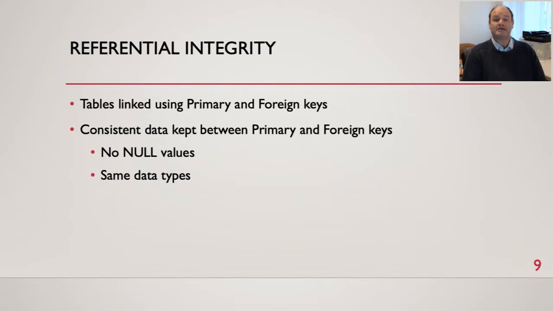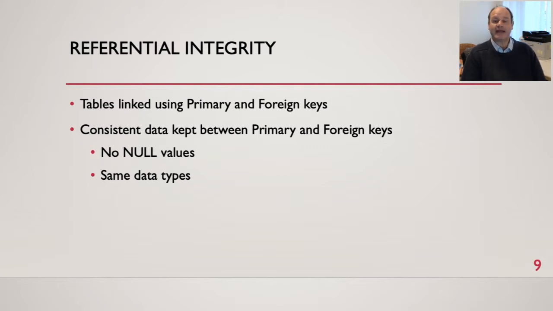Relational databases will usually have several tables. These tables are linked by using a primary and foreign key, as you can see in this slide. Referential integrity makes sure that this link, this relationship, remains consistent.